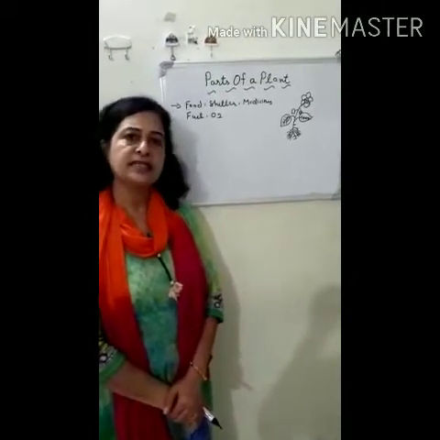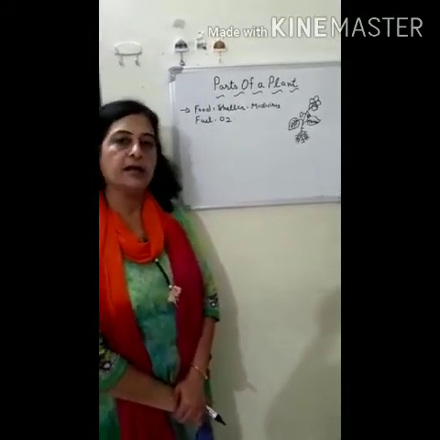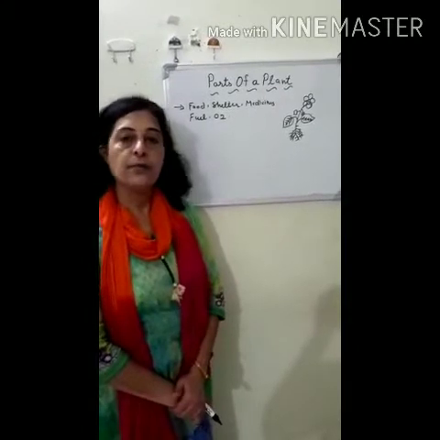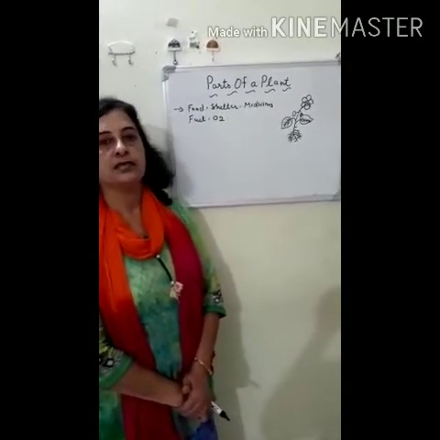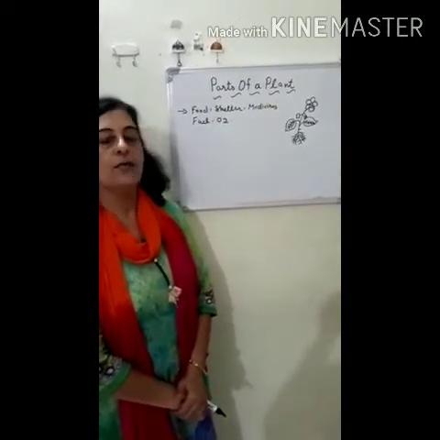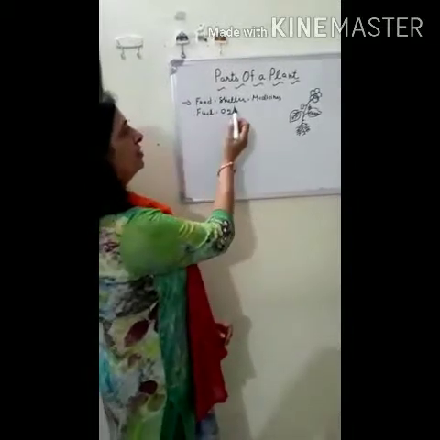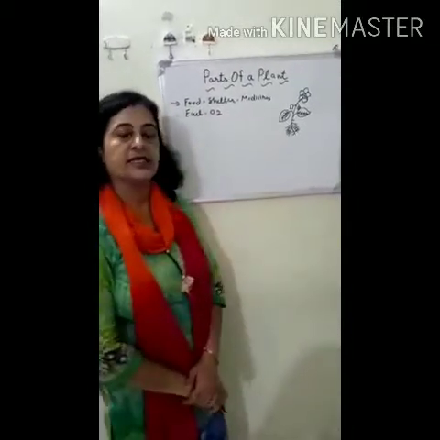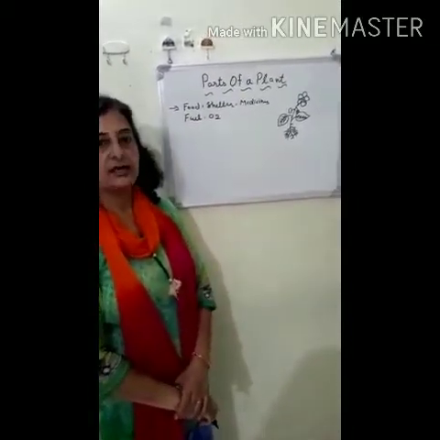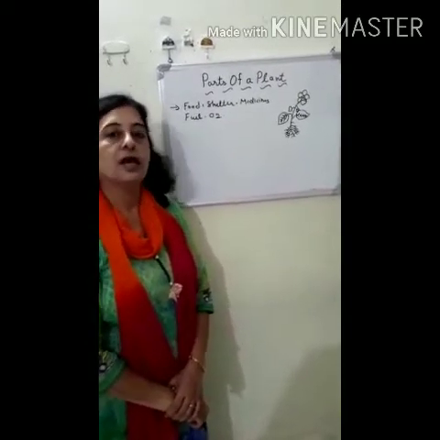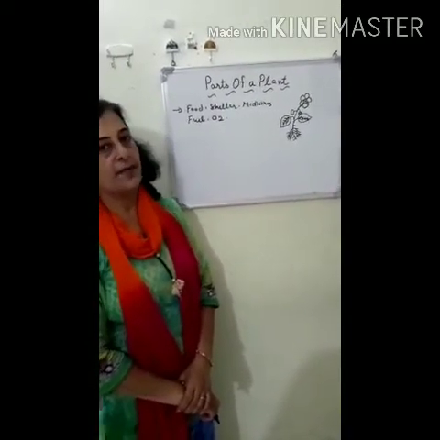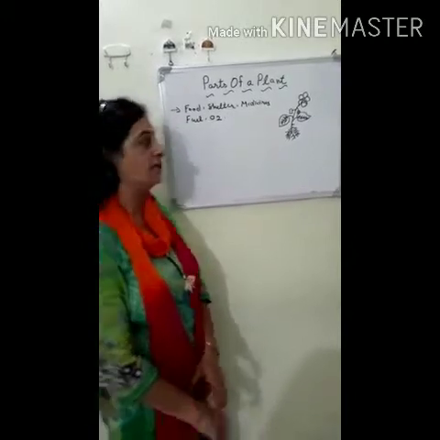Today we will discuss parts of a plant. Plants are really important for all living beings on this planet Earth. Plants provide food, shelter, medicines, fuel and oxygen for all of us. They also help to maintain the balance of the ecosystem.